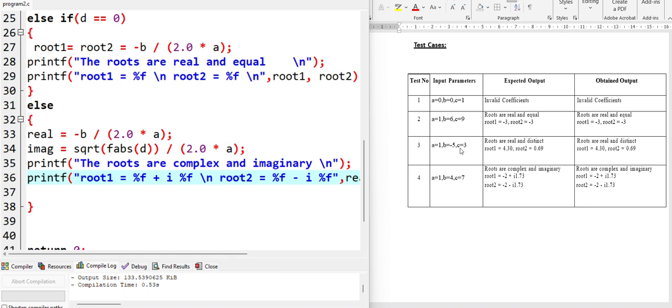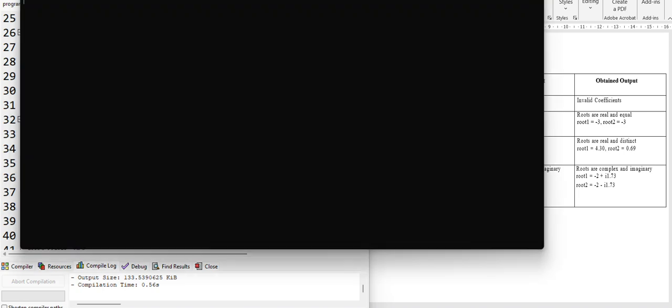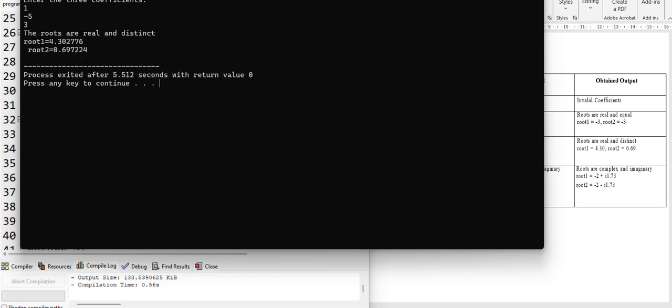Next. 1, minus 5 and 3. This should give real and distinct. So 1, minus 5 and 3. Now you can see the roots are real and distinct.